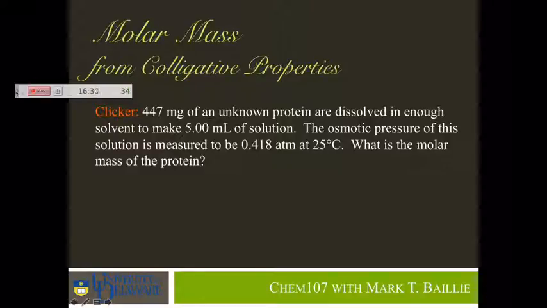So that might depend on whether you use 0.0821. I got 8.54 times 10 to the negative 5th. I got 8.53 times 10 to the negative 5th. Up there, I put the rounded number, but on the calculator I didn't round.